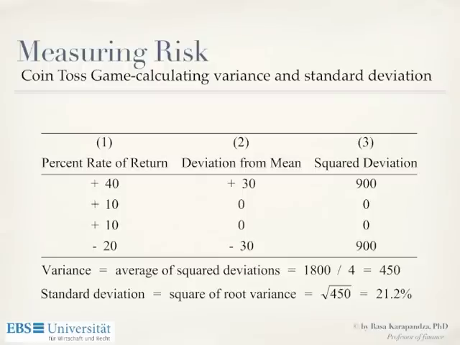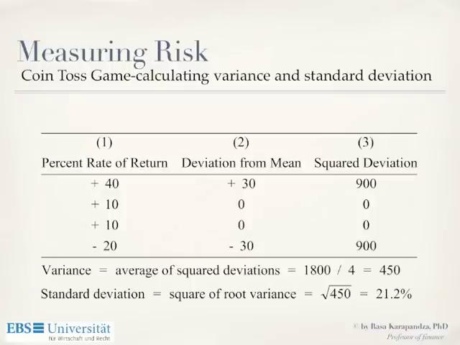This one is 30 away from 10. This one is 0 away from 10, because this is 10. This one is 0 away from 10. What's the distance between 10 and minus 20? It's minus 30. Okay, so we square these numbers. This is 900, 0, 0, 900. You add them together and divide them by 4.